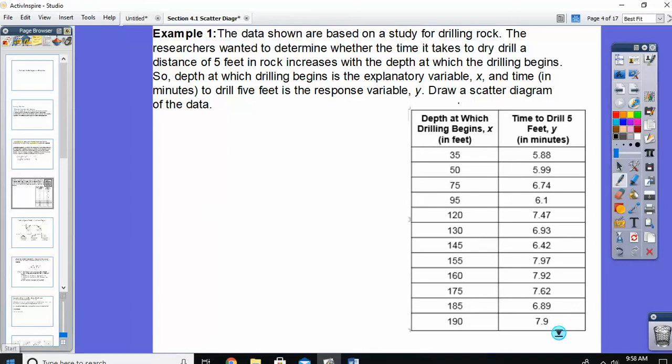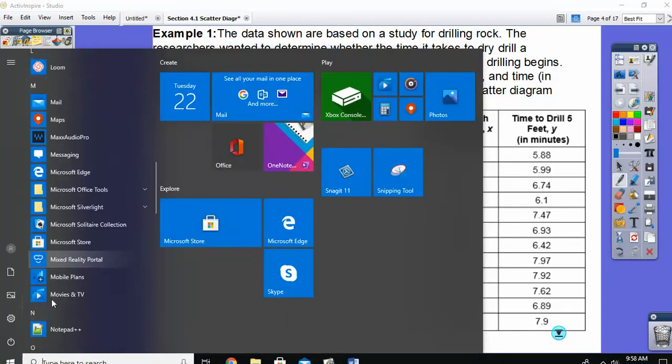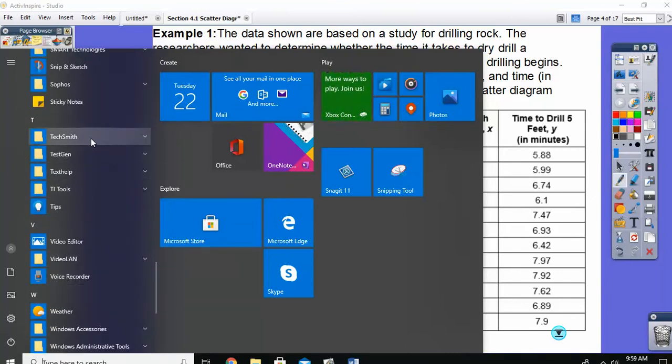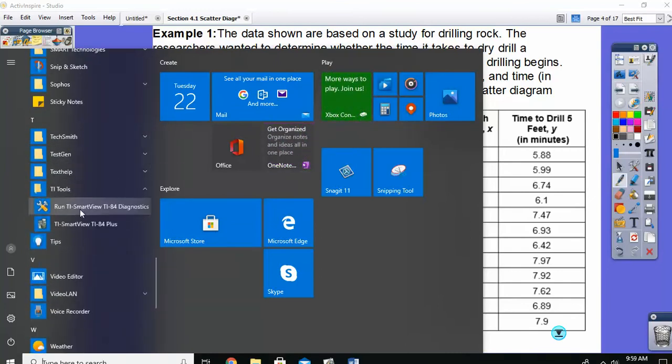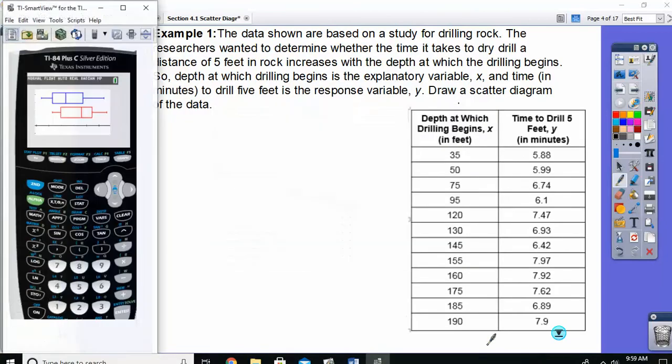If you go to your calculator, first thing you need to do is enter all of this in your L1 and L2. So your L1 is your X, your L2 is your Y. Make sure to clear out anything that you already have there.